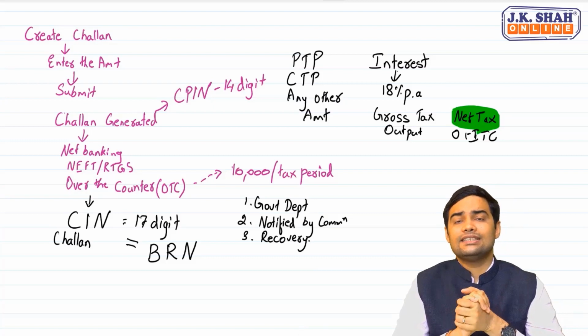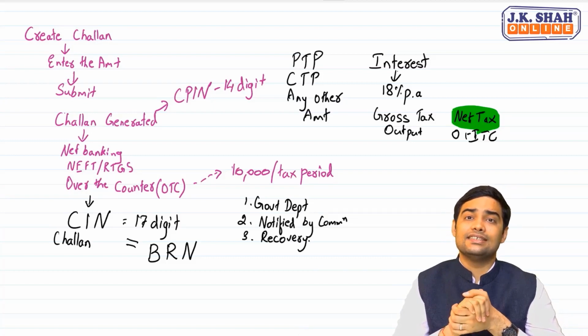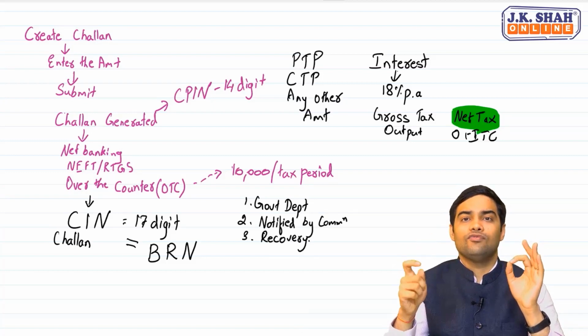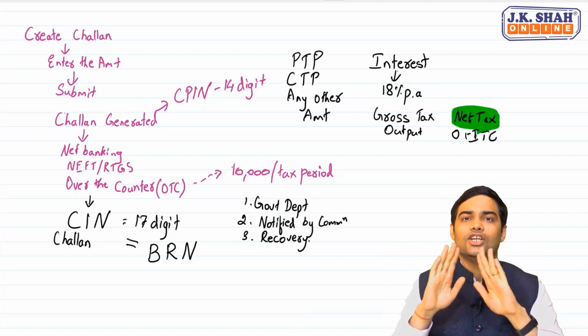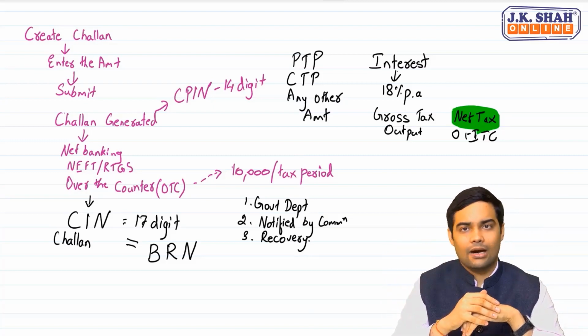But say suppose a person files GST return after he has received notice under 73-74, then this relief of interest on net tax will not be available. Then interest will apply on entire amount.